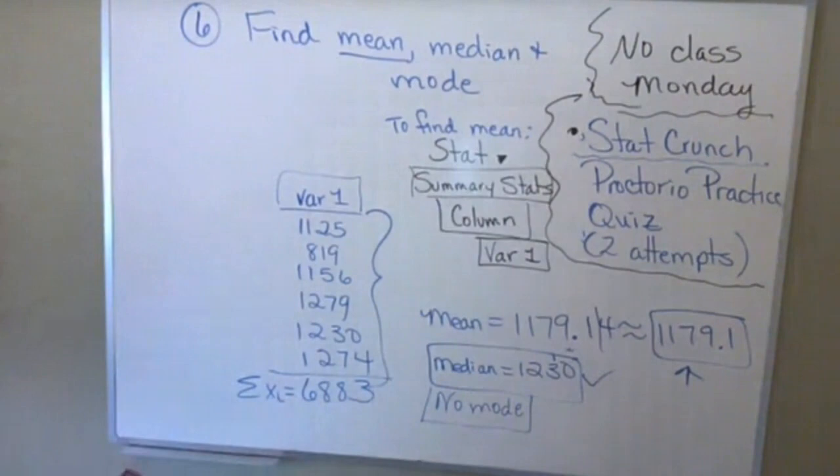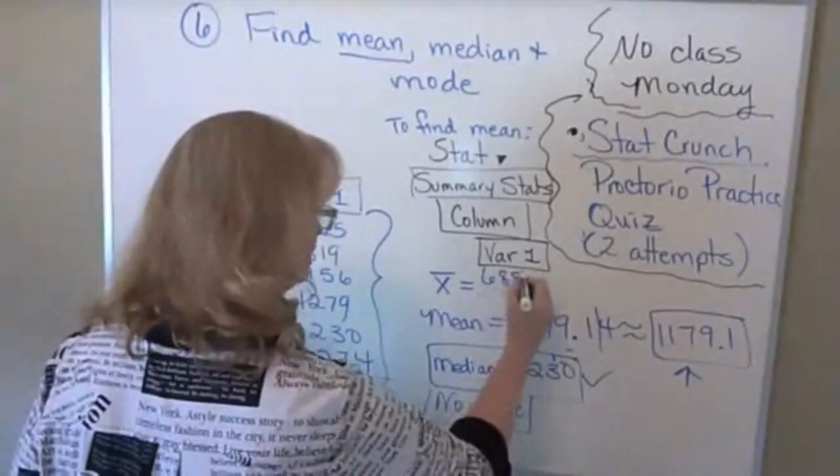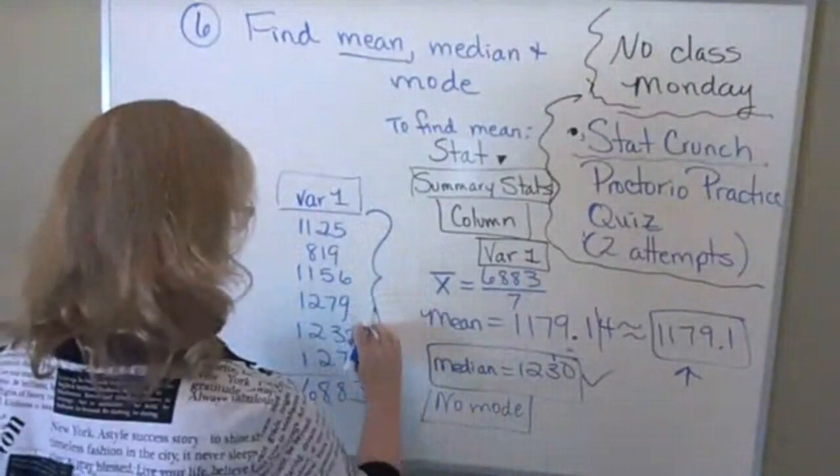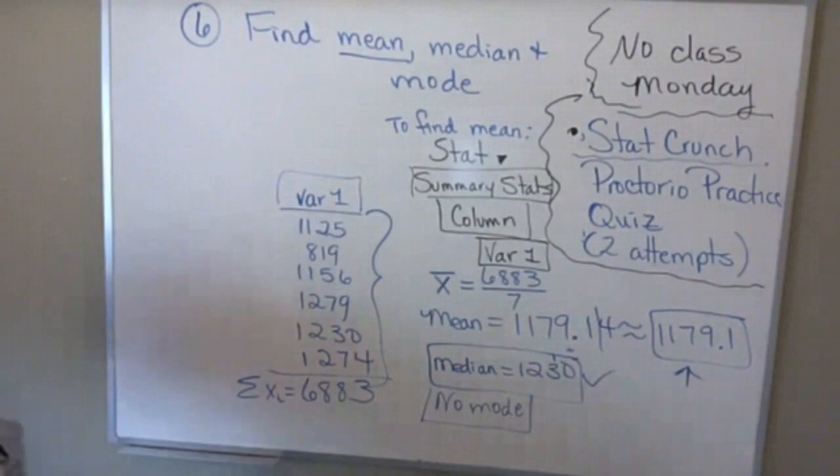And so if I was showing the work for the mean, the sample mean would be x bar. And I would have 6,883, and I would divide by little n, which was 7 in this case. 1, 2, 3, 4, 5. I only see 6 here. Wasn't n supposed to be 7? I must be missing one. Let me see what I'm missing. Hold on just a second, because I didn't write them all down, apparently.